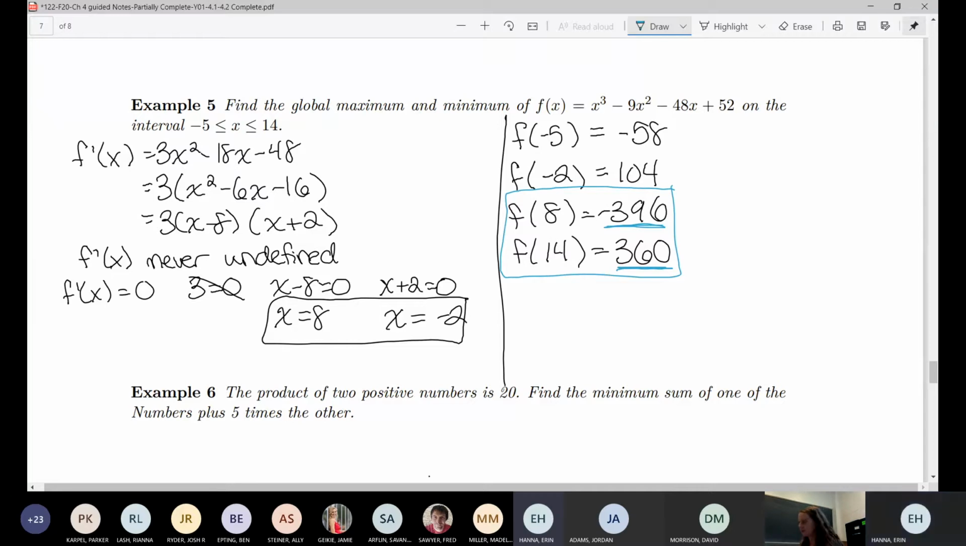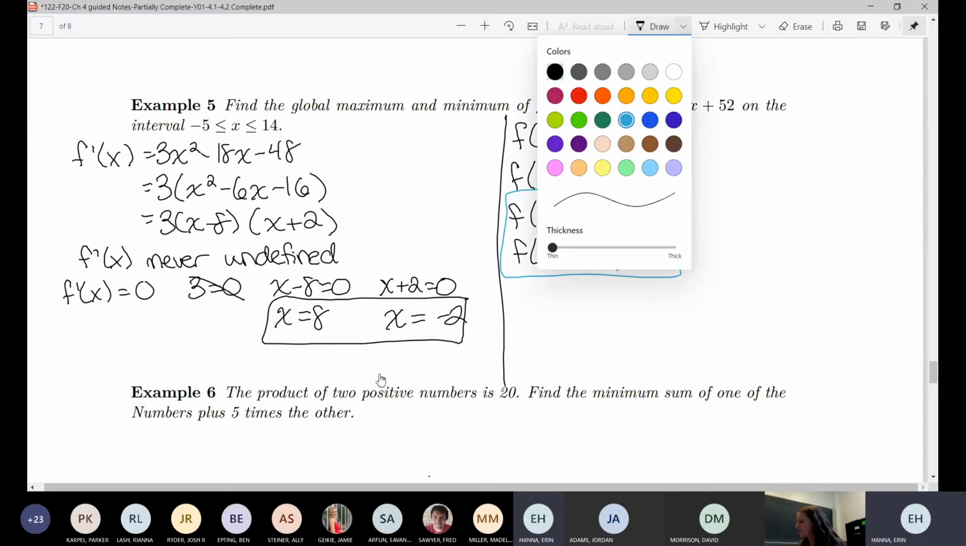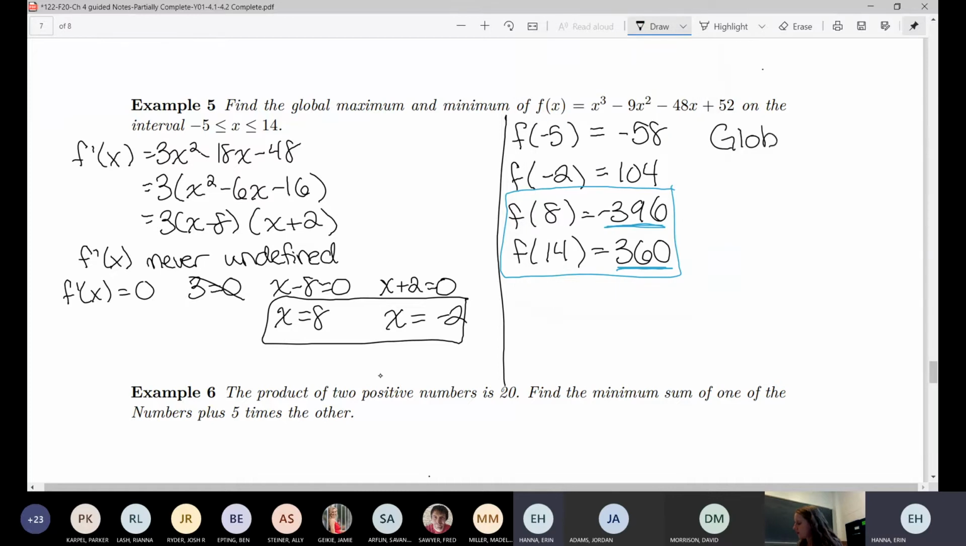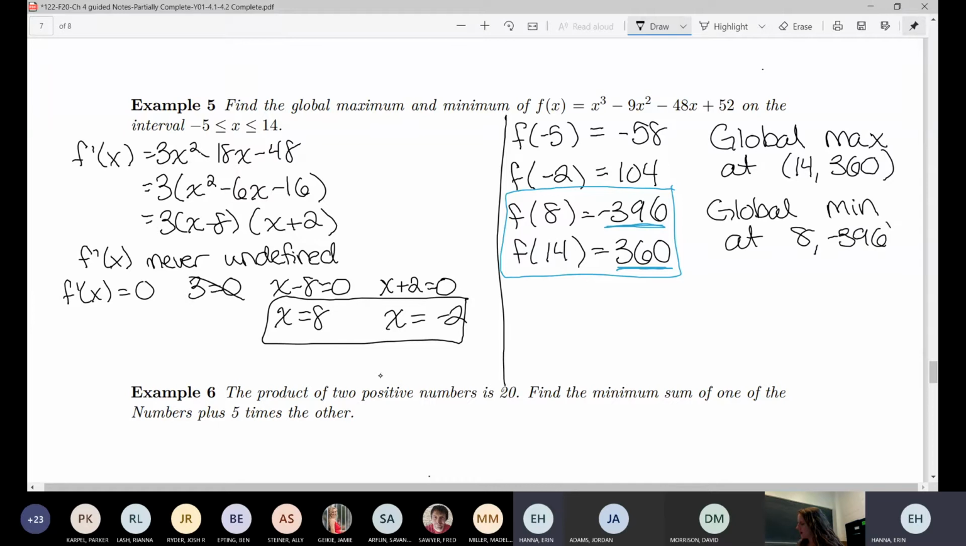Done. Well, we should write the answer. So we should say global max at 14, 360. Now with these, unlike the local, you usually want the y value, which you've already found in the process, but make sure that you usually state the y value in your answer. And we have a global min at 8, negative 396. That doesn't look like a 3.